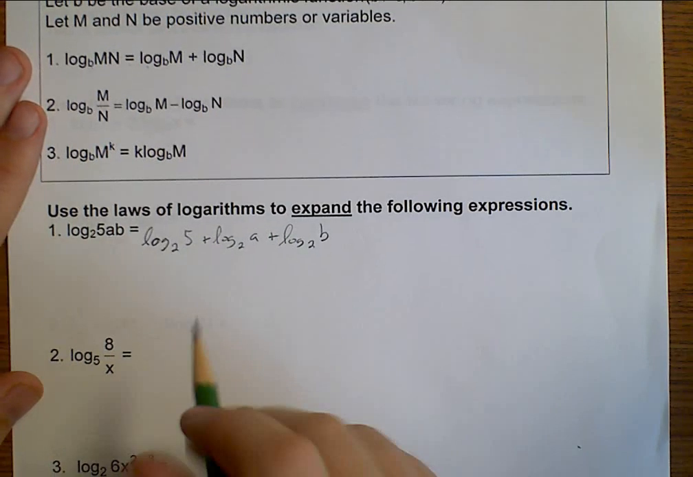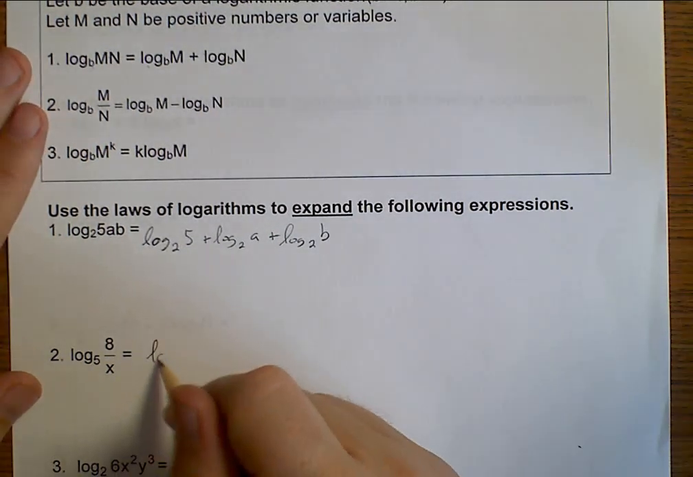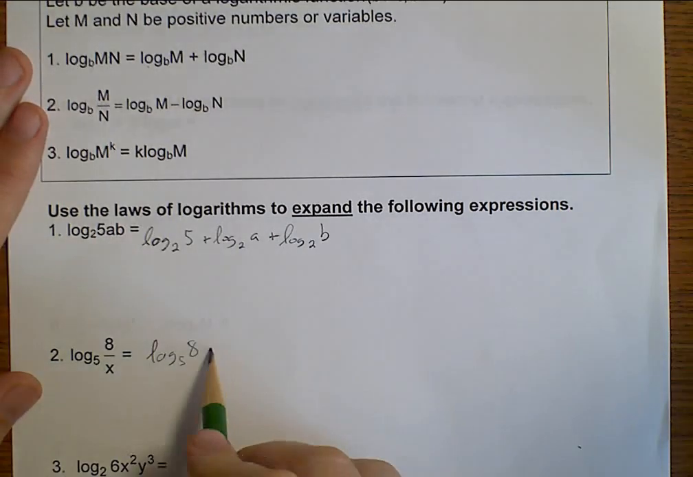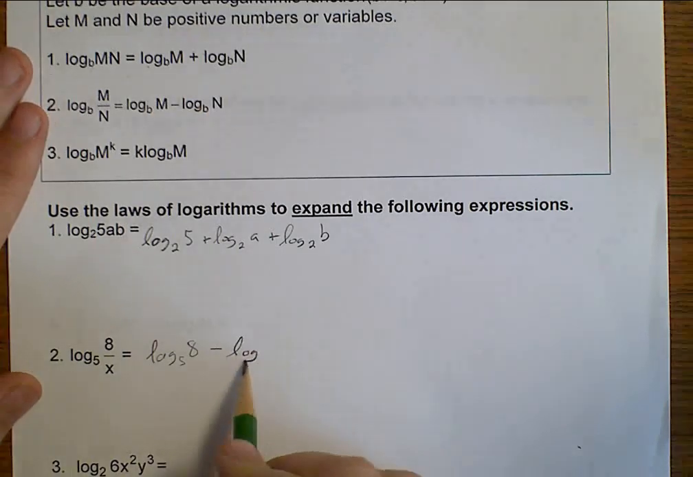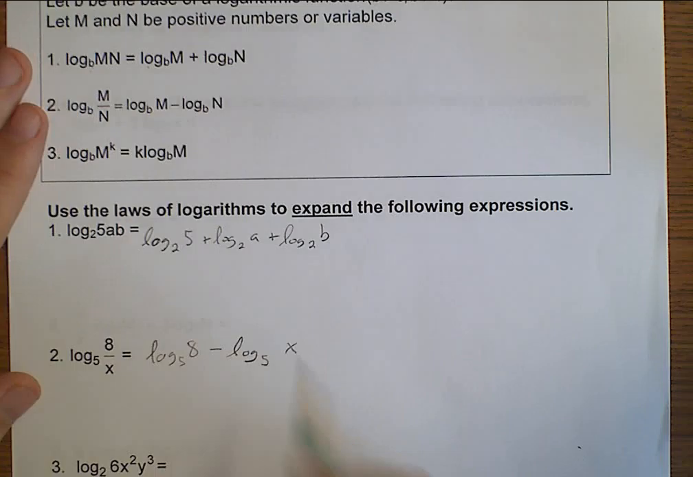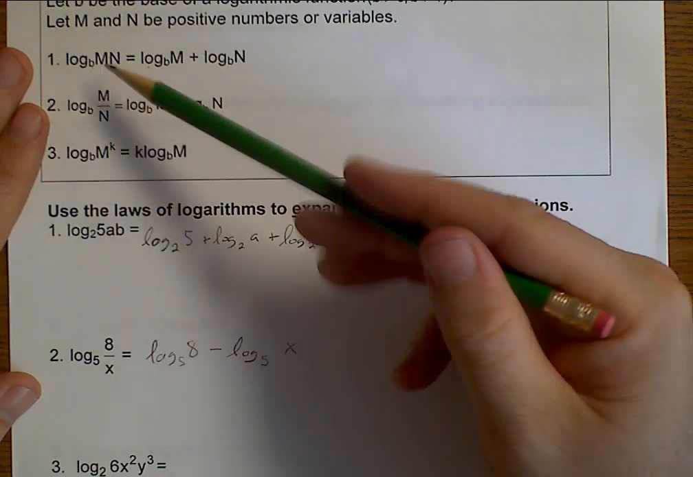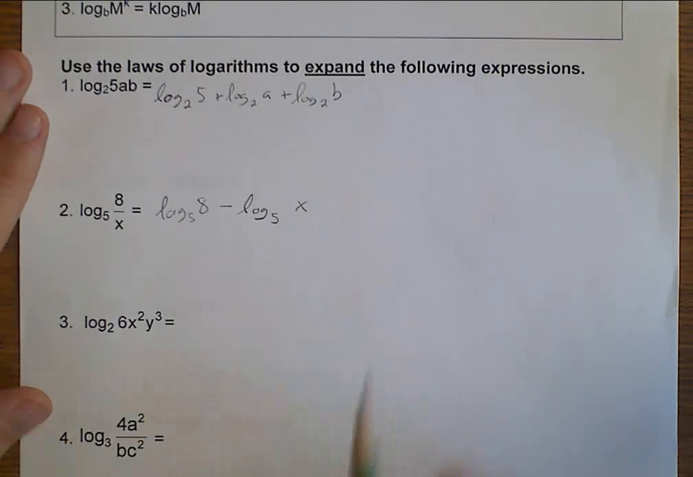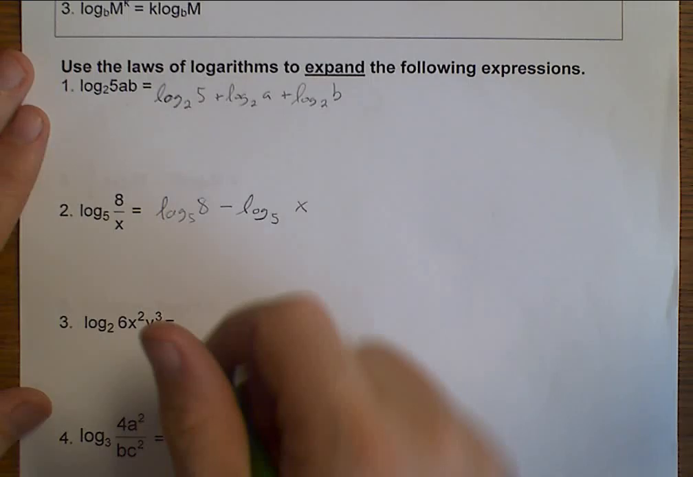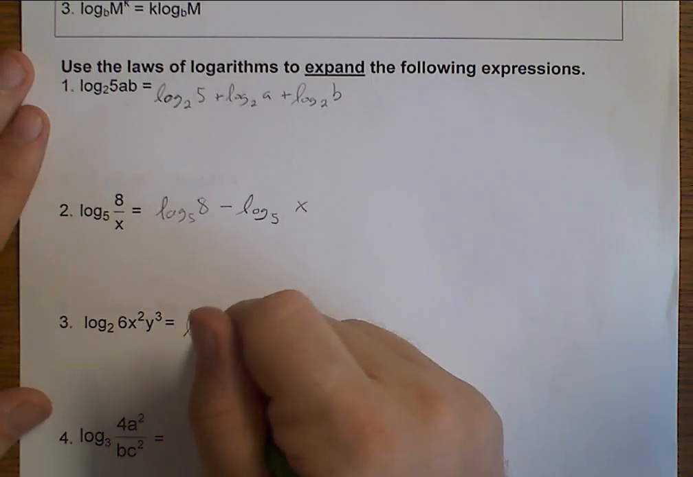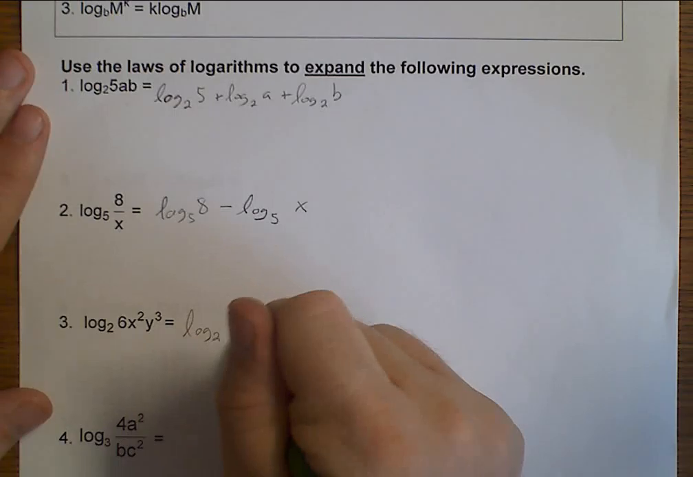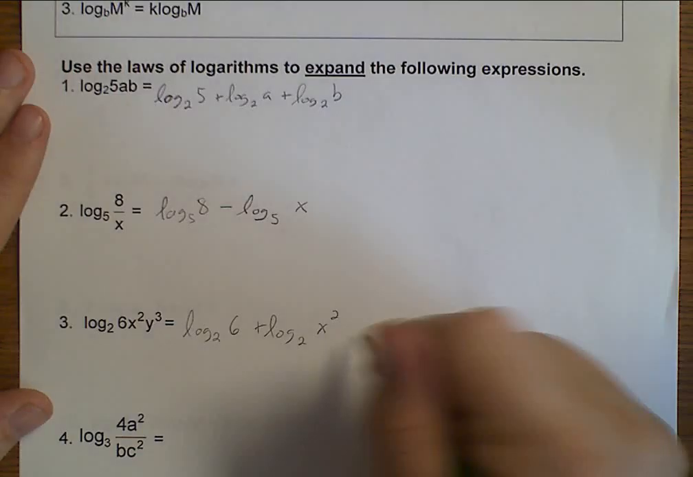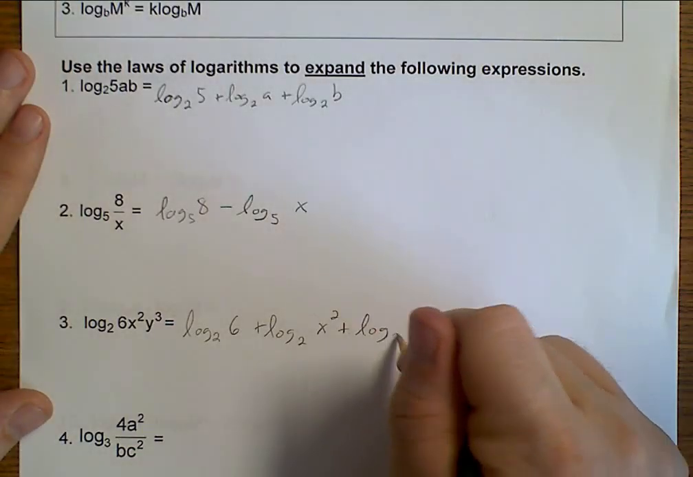Number 2. Well, this is going to be the log base 5 of 8. Division means we're subtracting the log base 5 of x. Multiplication means add, division means subtract. This is all multiplying, so we need it to be added. So it's going to be the log base 2 of 6 plus the log base 2 of x squared plus the log base 2 of y cubed.